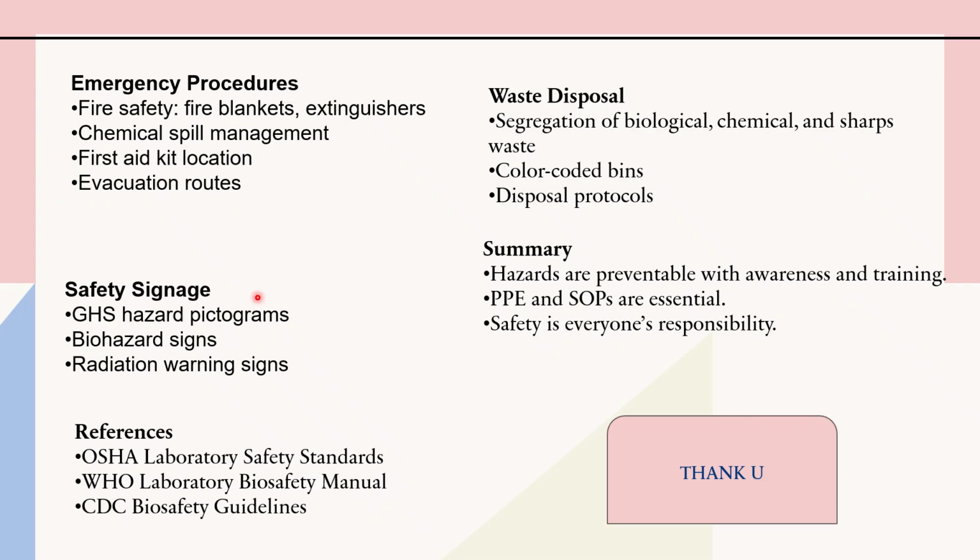Then safety signage. The Globally Harmonized System, which is for classification and labeling of various chemicals, should be used. So GHS hazard pictograms should be used. Then biohazard signs should be displayed. Radiation warning signs should be given and should be tagged on the walls.